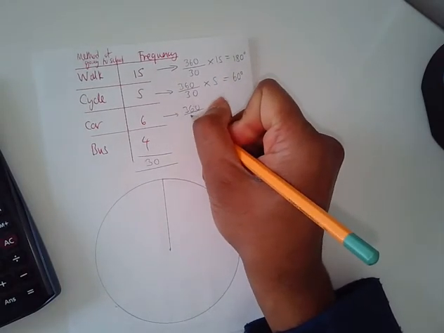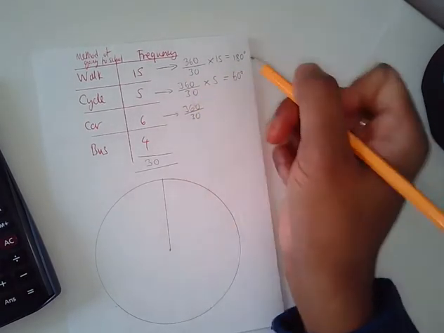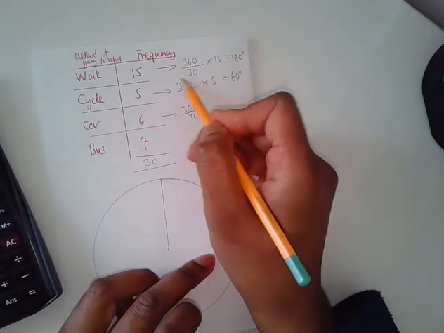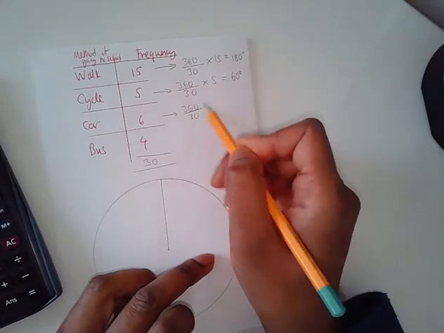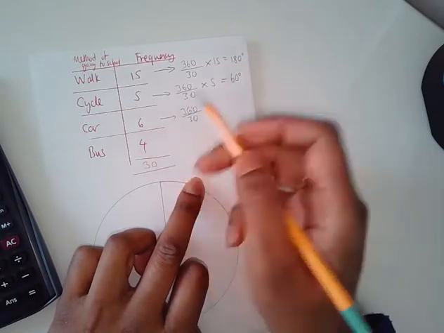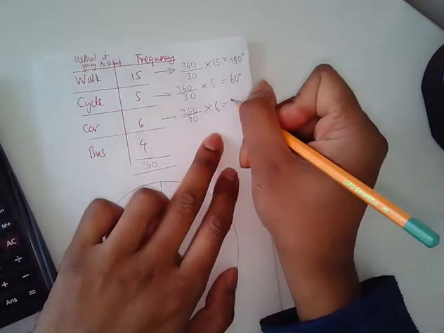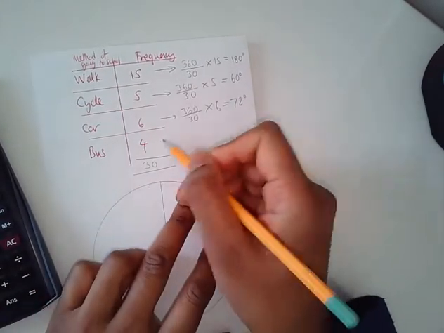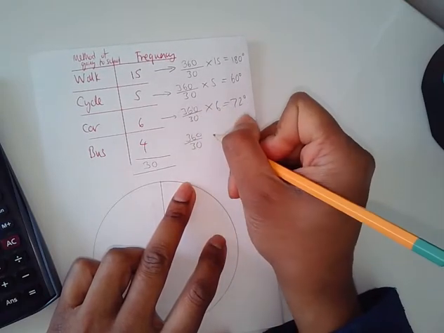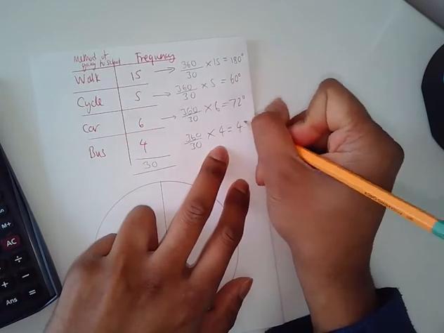You don't need to keep on doing 360 divided by 30. Once you have worked out 360 divided by 30, you can keep using that. So we know 360 divided by 30 is 12. That's worth 12. That's 12, 12, 12. Okay, so that times 6, 72 degrees. And again, 360 divided by 30, or you just say 12. 12 times the 4, 48.